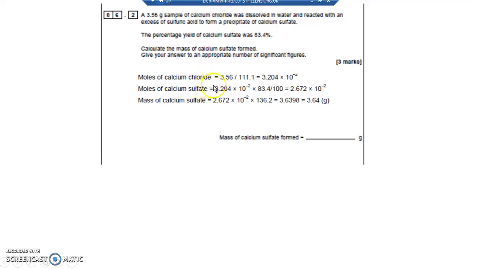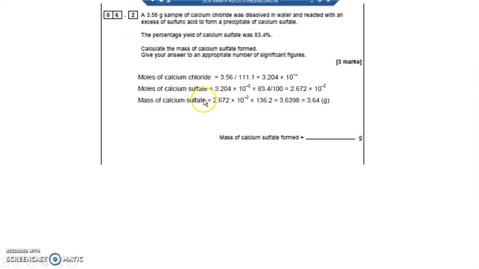The number of moles of calcium sulfate that I would make is exactly the same, because calcium chloride then reacts to make calcium sulfate, and 1 mole of calcium chloride will make 1 mole of calcium sulfate. So the number of moles of calcium sulfate is exactly the same, 3.204 times 10 to the minus 2. However, I've only got a percentage yield of 83.4%. I've lost some of it along the way. So the actual number of moles is 83.4 divided by 100. That's a fraction. So it's a percentage as a fraction. Multiply, I actually make 2.672 times 10 to the minus 2 moles of calcium sulfate, because some of it has been lost along the way.